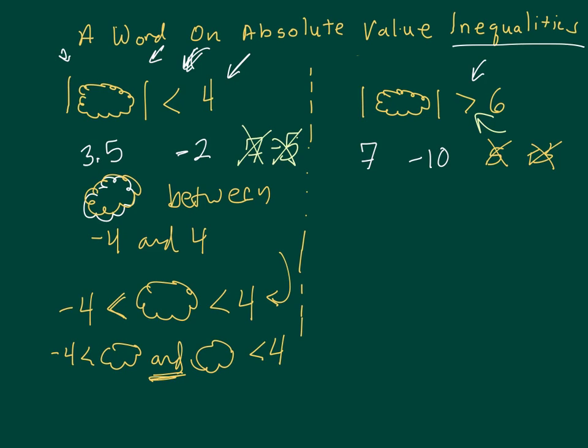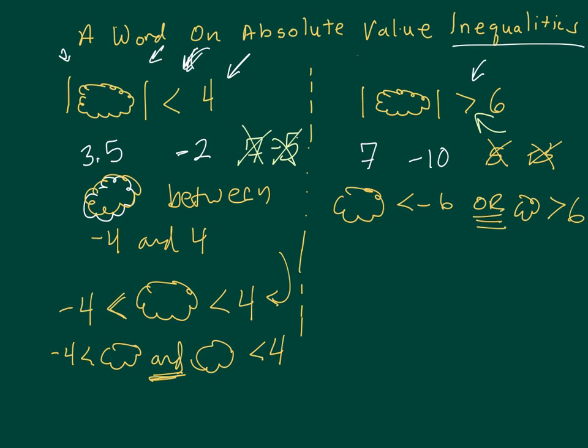In this case, we have to do this with two separate inequalities. Basically, the stuff in that cloud has to be either less than -6, so like a -7, or a -8, or a -10, or, and you need that connecting word "or", it has to be more than +6.